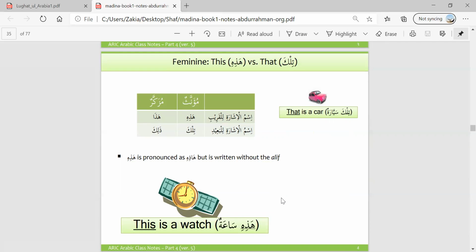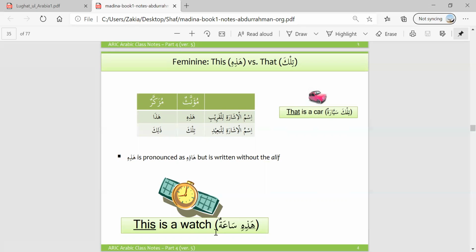Now we're going to go through the ism ishara, which is hadhihi and tilka. We've already gone through the masculine ones, the demonstrative nouns, which are dhalika and hadha. Now we're going to go to the feminine ones, which are tilka and hadhihi. If you are talking about something that's feminine, you need to put before it hadhihi sa'atun. Previously we said hadha baytun.